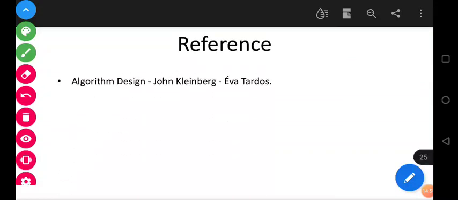So this is the reference algorithm designed by Jon Kleinberg and Éva Tardos.